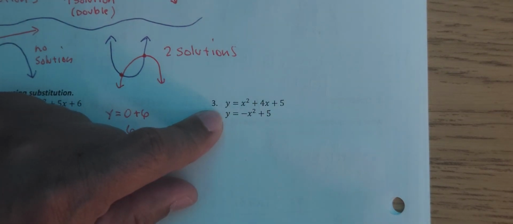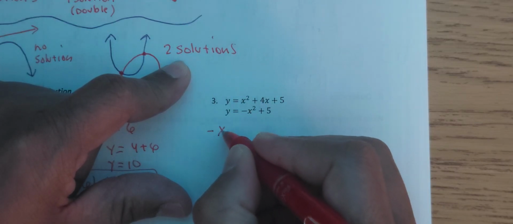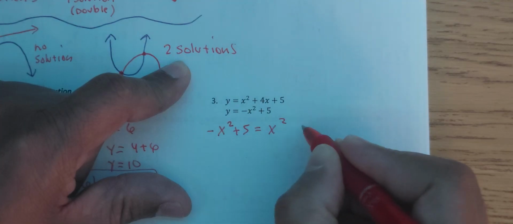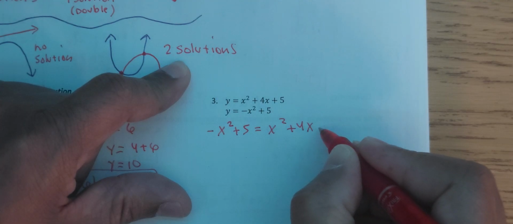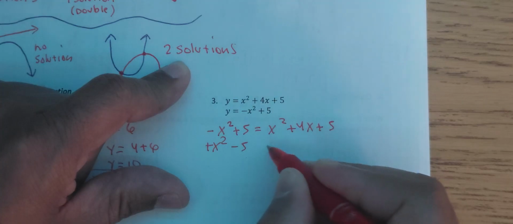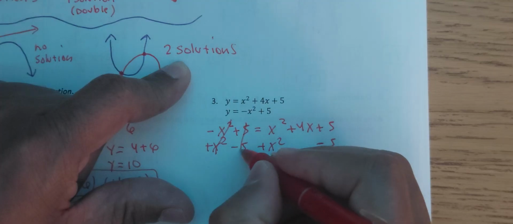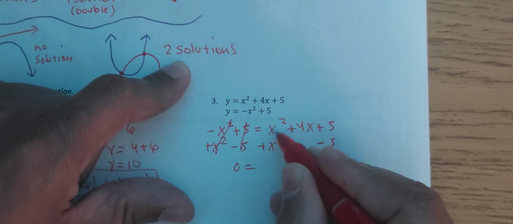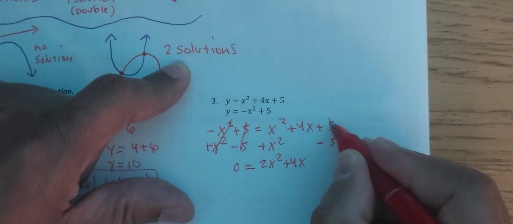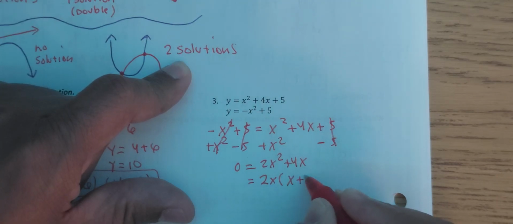Again, notice the y is by itself. So I'm going to substitute for y on the first equation. Negative x squared plus 5 is equal to x squared plus 4x plus 5. So then I'm adding x squared here, subtracting 5, plus x squared here, and subtract 5. So then here we have 0 equals 2x squared, and then plus 4x, and the 5's cancel. So then there's a GCF of 2x, so then this becomes x plus 2.